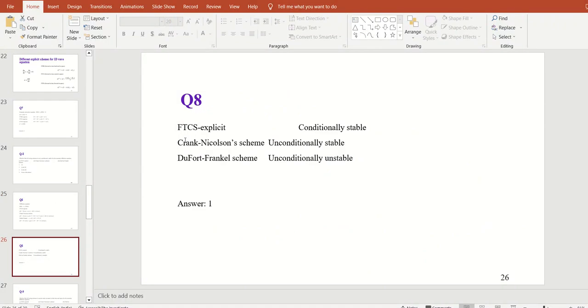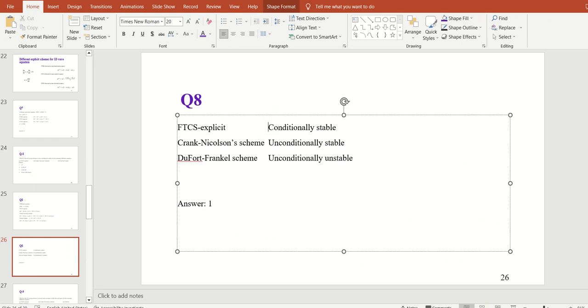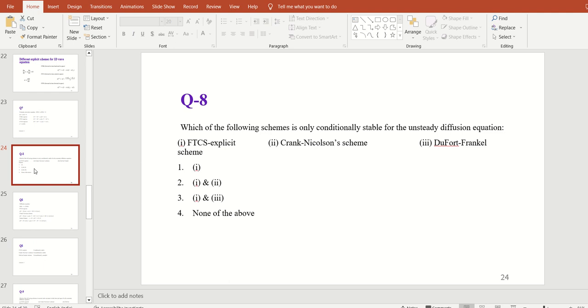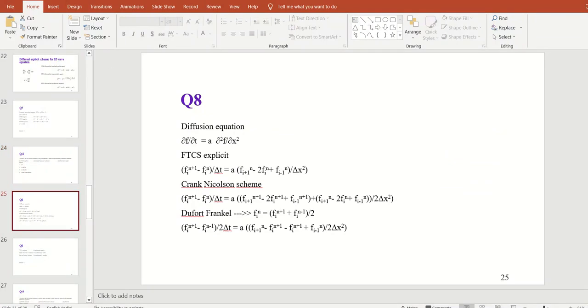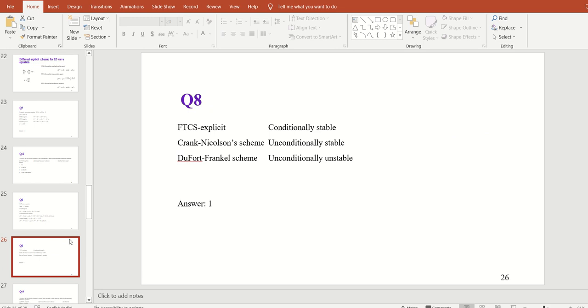So forward time central space explicit is conditionally stable, whereas Crank-Nicolson is unconditionally stable, Dufort-Frankel is unconditionally unstable for this diffusion equation. So the answer is forward time central space is conditionally stable. Crank-Nicolson is unconditionally stable, Dufort-Frankel is unconditionally unstable. I hope this question 8 is clear. Now we'll move on to question 9.